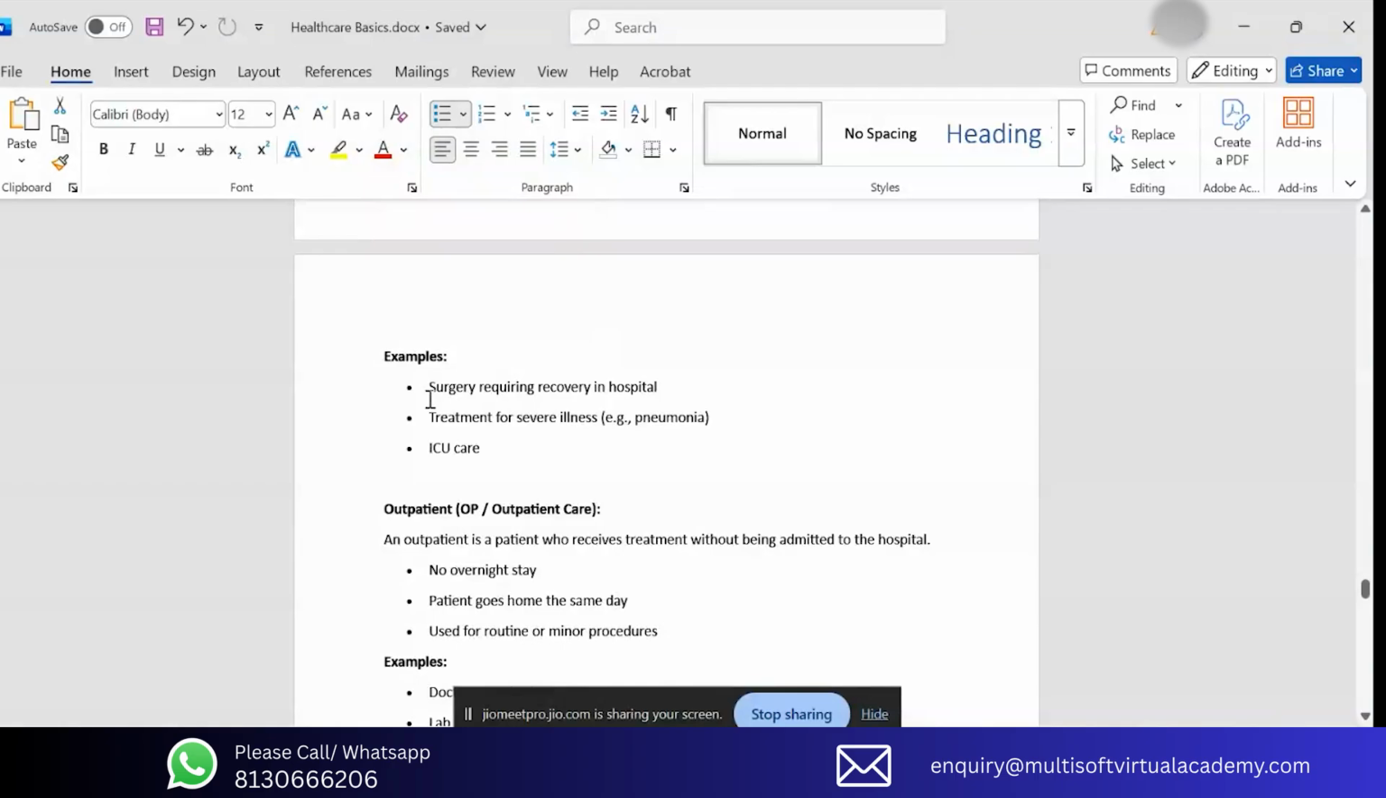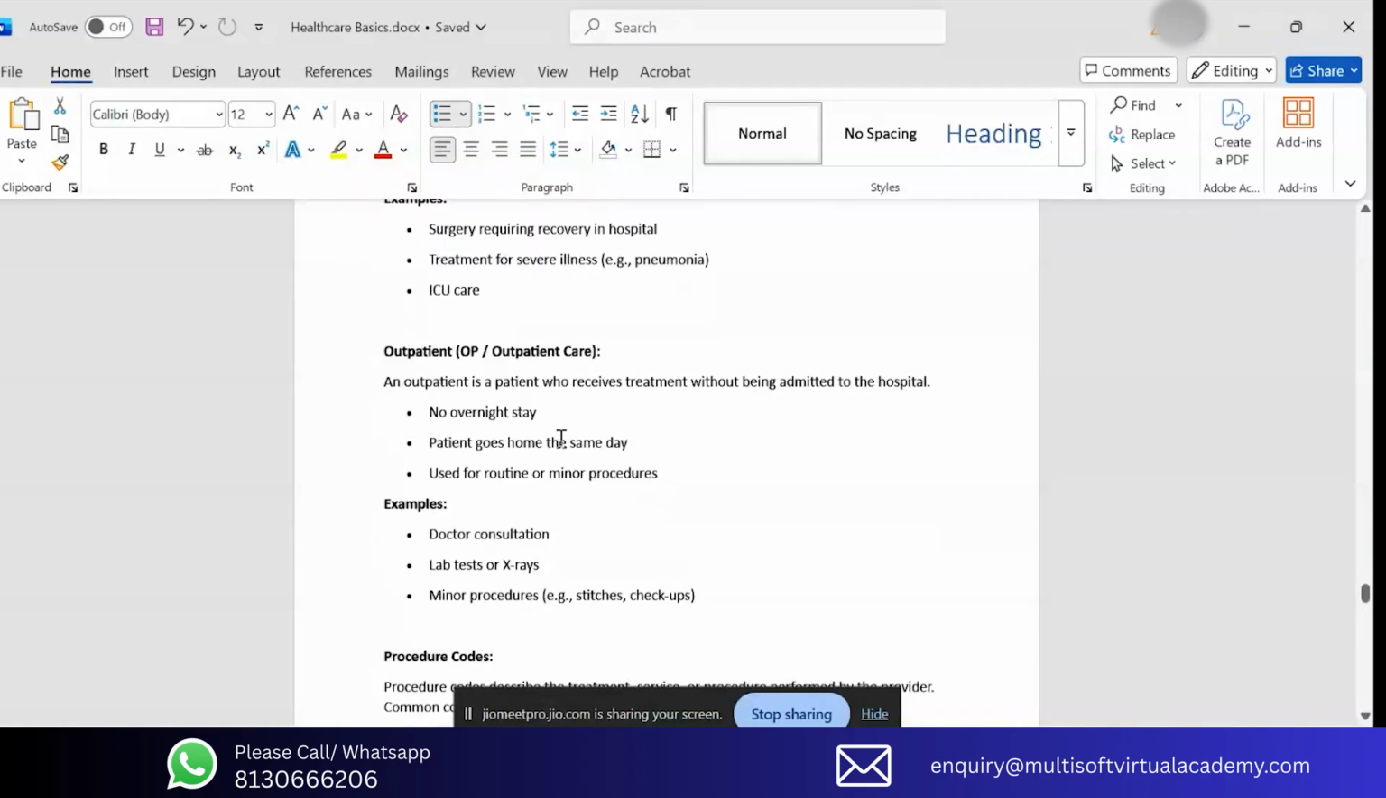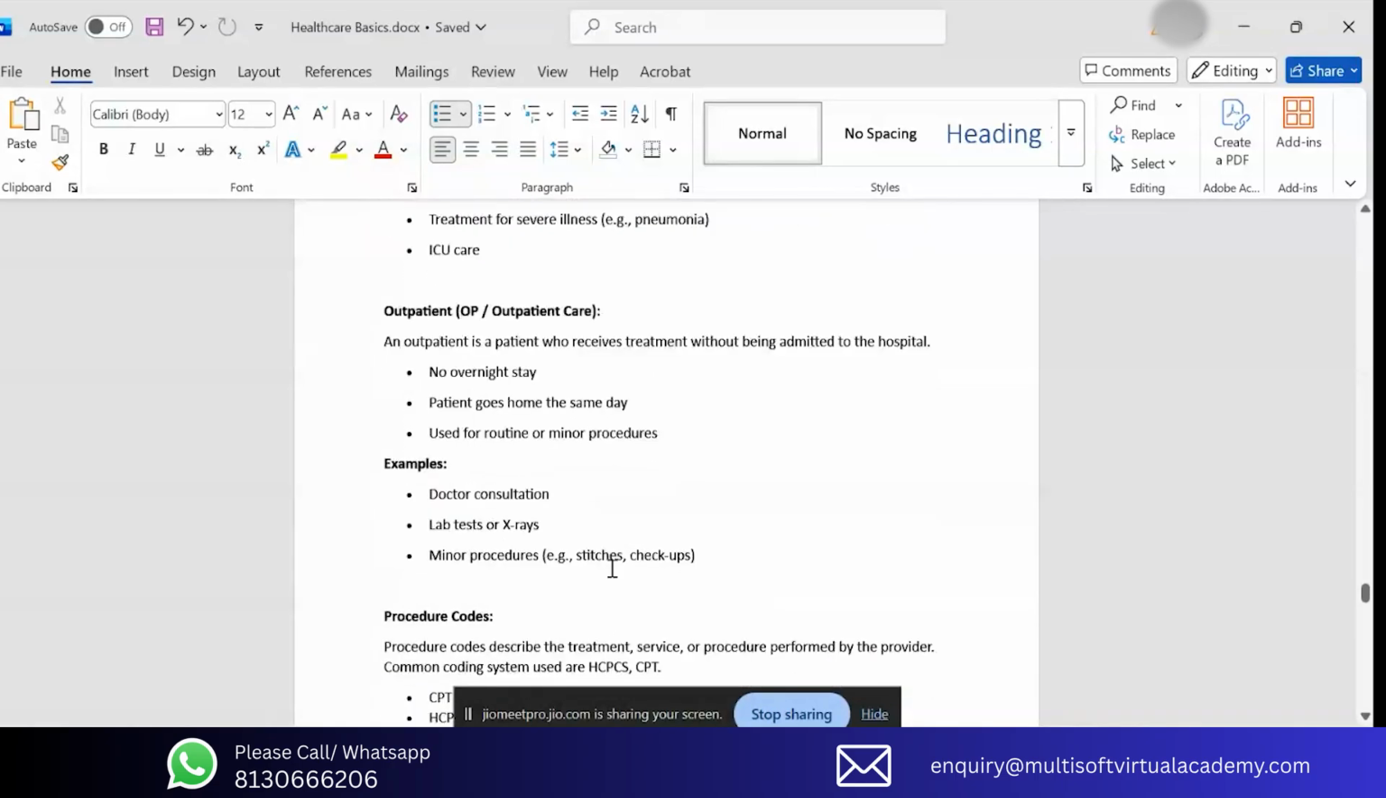Usually surgery, severe illness, ICU care, all are covered under inpatient. Outpatient is like OP visits, for when you're not going to stay in the hospital for 24 hours. Patients can go home once the visit is done. It can be just a fever or a cold, any regular checkup, a consultation, or any minor procedures like some stitches. So all these are called outpatient care or outpatient services.